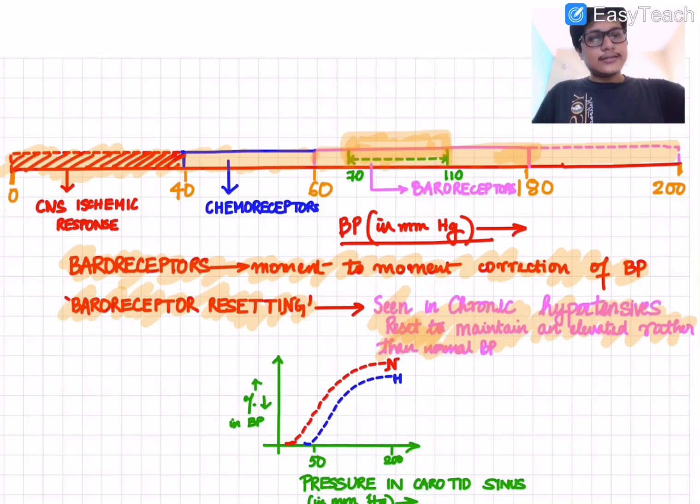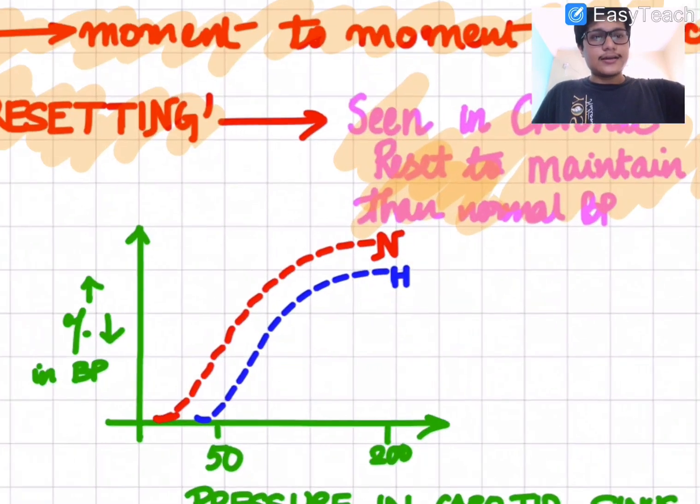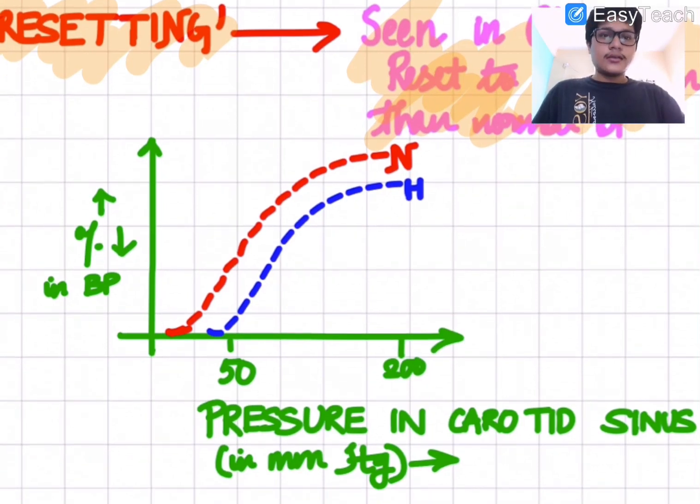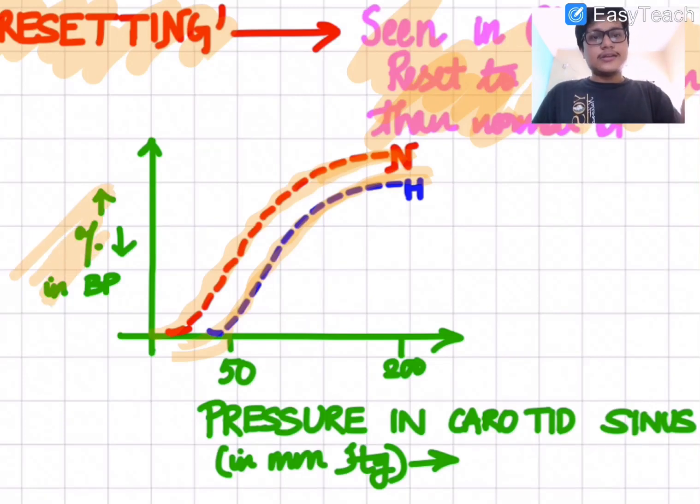So this is a small graph where you can understand that a person who has a normal blood pressure and a person who is hypertensive, their baroreceptor correction will differ greatly. This is plotted for percentage fall in blood pressure versus pressure in the carotid sinus. Okay, H signifies a hypertensive patient and N signifies a normotensive patient.